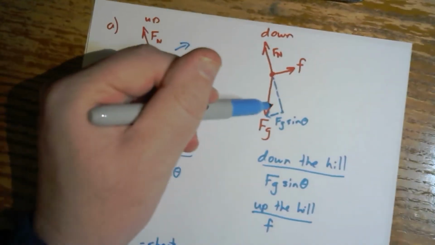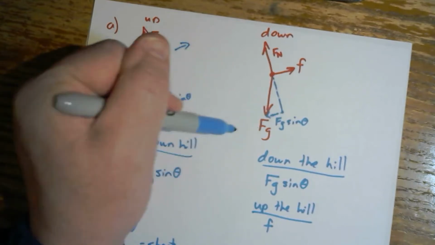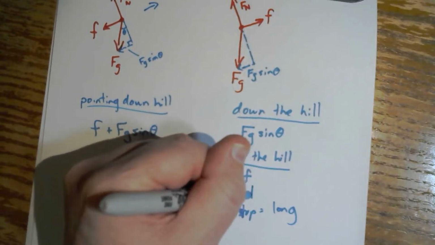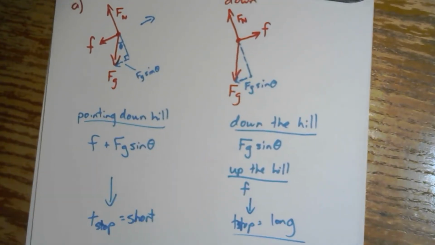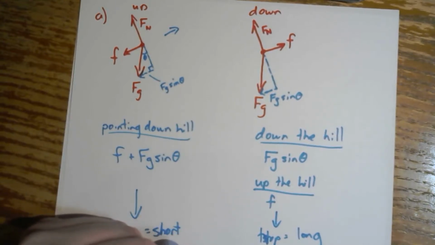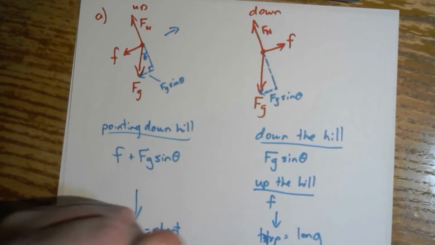And the reason why is because the friction is going to slow you down, but you have the force of gravity kind of wanting to speed you up. And so in that second scenario, when you're trying to go down the hill, the time to stop is going to be long. So what you can conclude is that the time to go down the hill must be greater than the time to go up the hill.